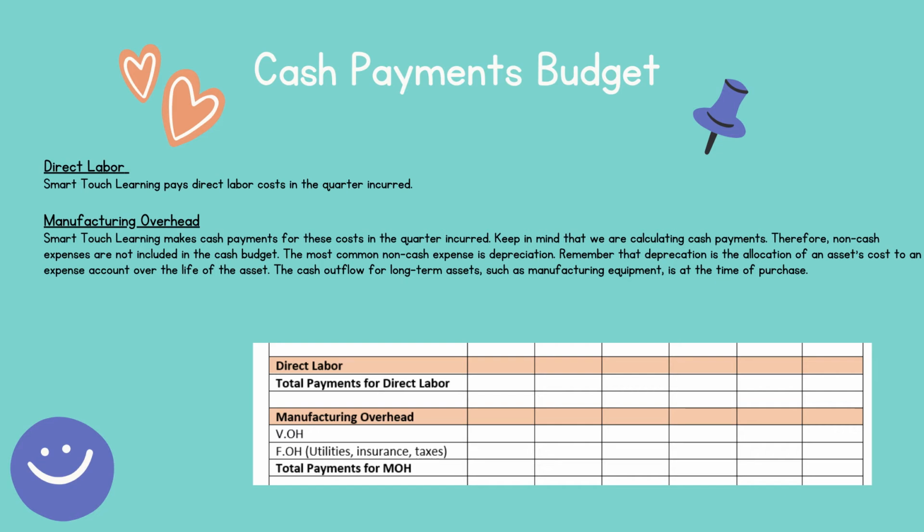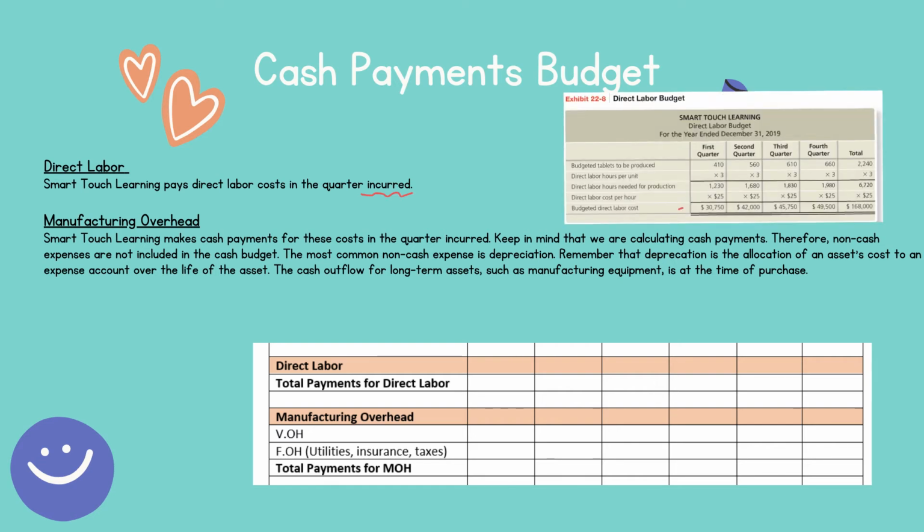Now, Smart Touch Learning pays direct labor costs in the quarter incurred, which means in the same quarter. So let's go back to the direct labor budget and find the amounts. I'm going to need this row. For quarter 1 it's going to be 30,750, quarter 2 it's going to be 42,000, in quarter 3 it's going to be 45,750, and in quarter 4 it's going to be 49,500. For the total here it's going to be 168,000.